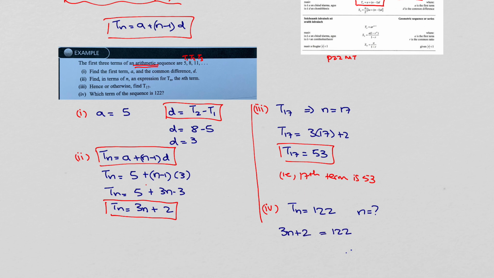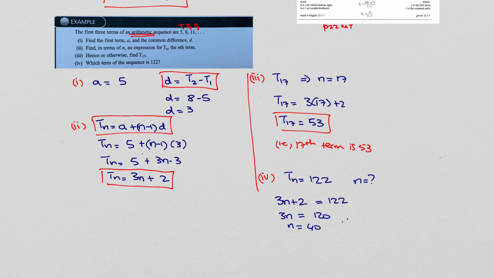and we're looking for 122, so therefore 3n equals 120, and therefore n equals 40. So what that means is that 122 is the 40th term in the sequence.